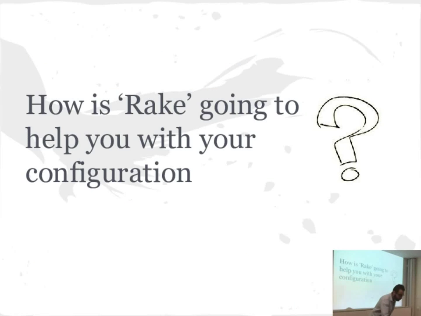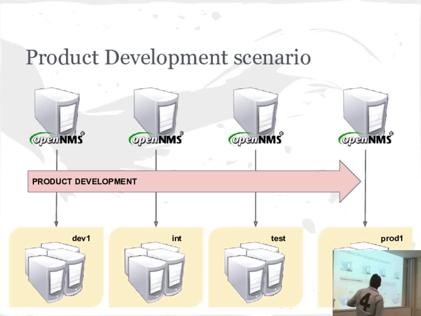So how is it going to help you with your configuration? I defined two kinds of possible situations. One is when you are running a development environment, you might have one box to monitor development, one box to monitor integration, another one for load test, and one for production. It will vary depending on how many systems or servers you are actually running in your company. The reason why I think having different OpenNMS instances is good for your company is because every time you have to develop a new monitor or a new data collection, you need to restart OpenNMS.